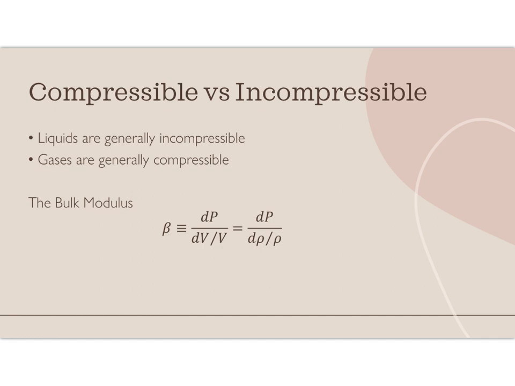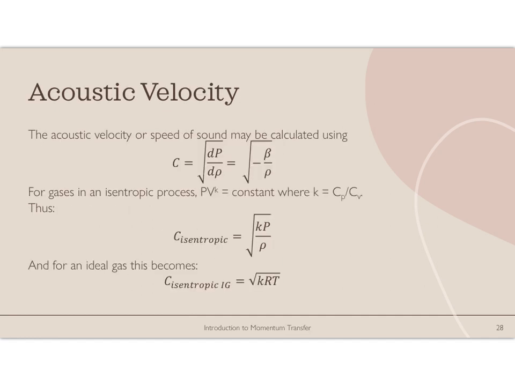We also have a related quantity. The acoustic velocity is very similar. Acoustic velocity can be calculated as the square root of dP d rho. But we just defined the bulk modulus as dP over d rho over rho, so therefore the speed of sound, or the acoustic velocity, is the square root of negative beta over rho. And don't worry about that negative there, because of the beta, that's going to turn out to be a positive quantity.